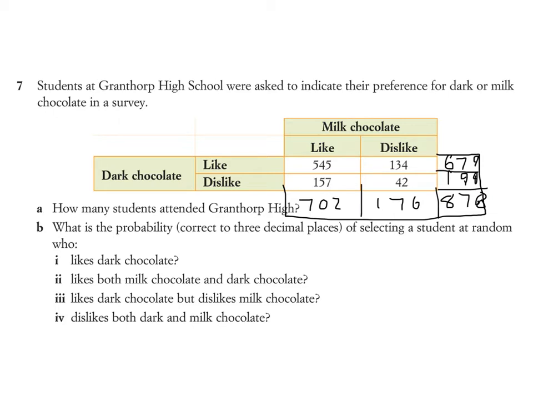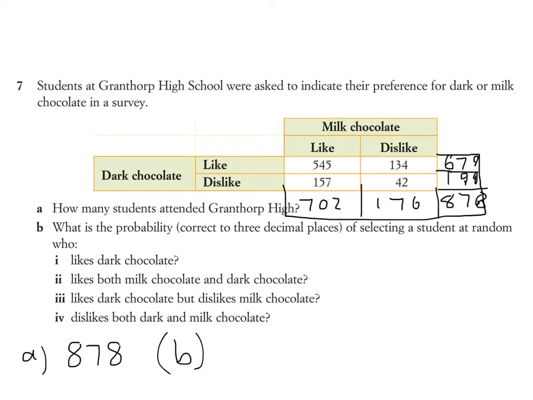Question A, how many students attended Gawthorpe High? If we're saying that every student in this high school answered this survey, you would say that there's a total of 878 students. And now let's start with question B.